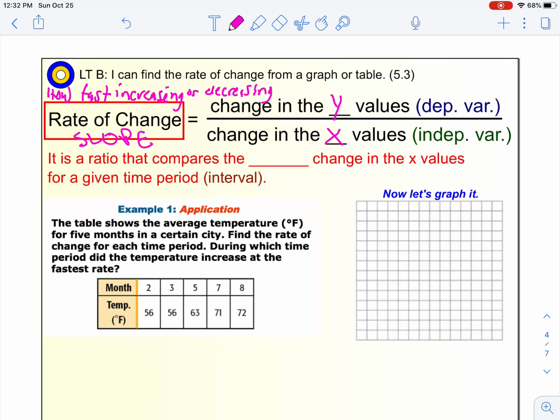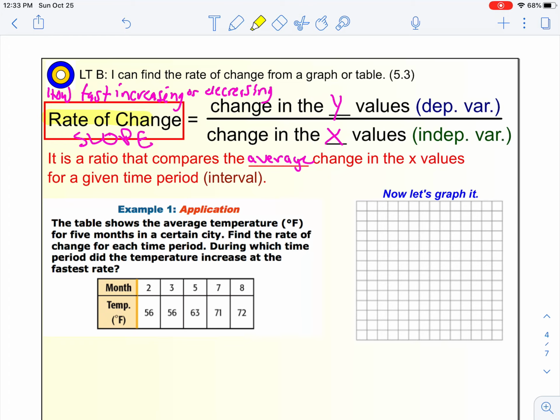So it's the ratio that compares the average change in the x values for a given time period or interval. So let's take a look at an example, and maybe this will help make it more clear. It says the table shows the average temperature for 5 months in a certain city. Find the rate of change for each time period. And during which time period did the temperature increase at the fastest rate?